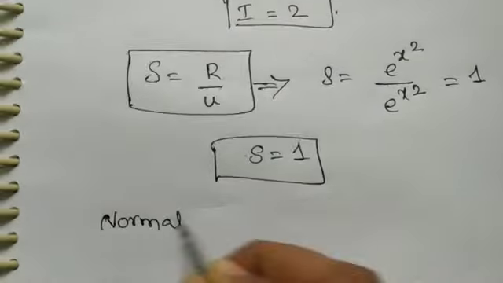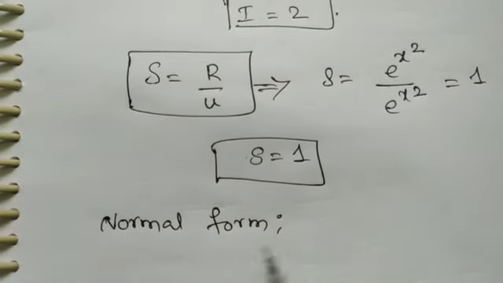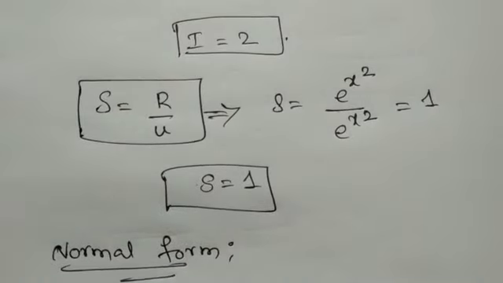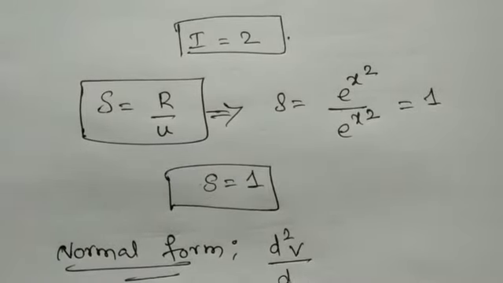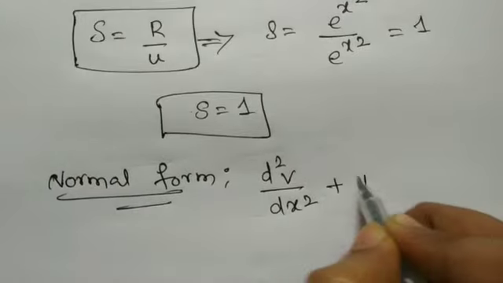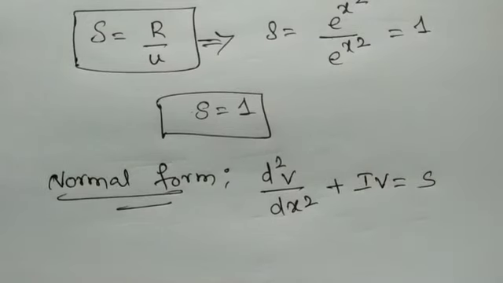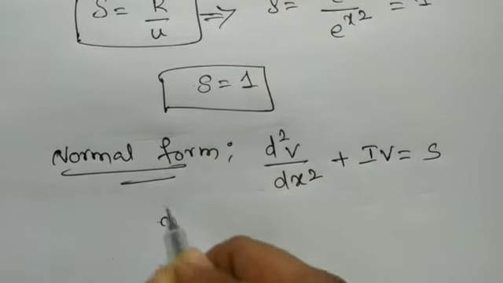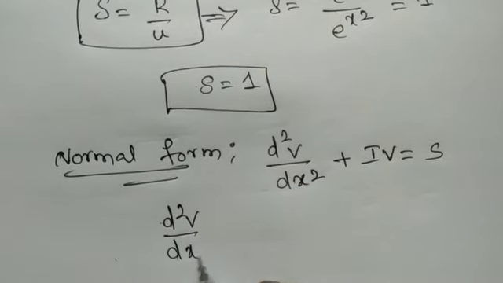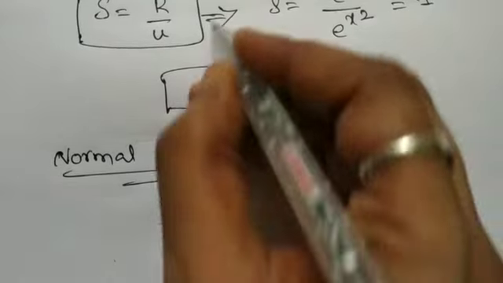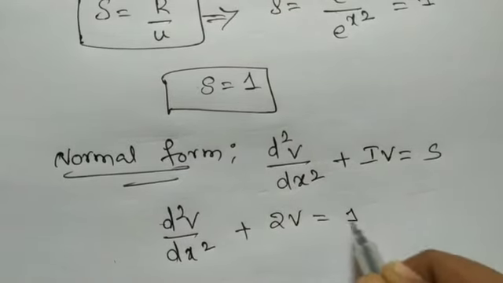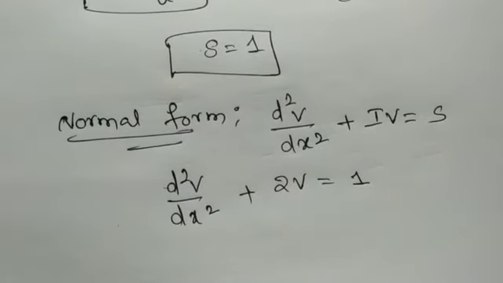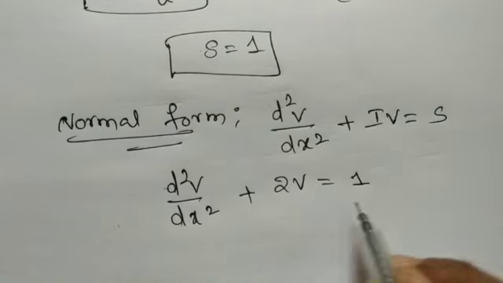Then to find the normal form, what is the formula for the normal form? d square v by dx square plus Iv equal to S. Here d square v by dx square plus Iv, with I value 2, so 2v equal to 1, since S equal to 1. So this is our normal form.